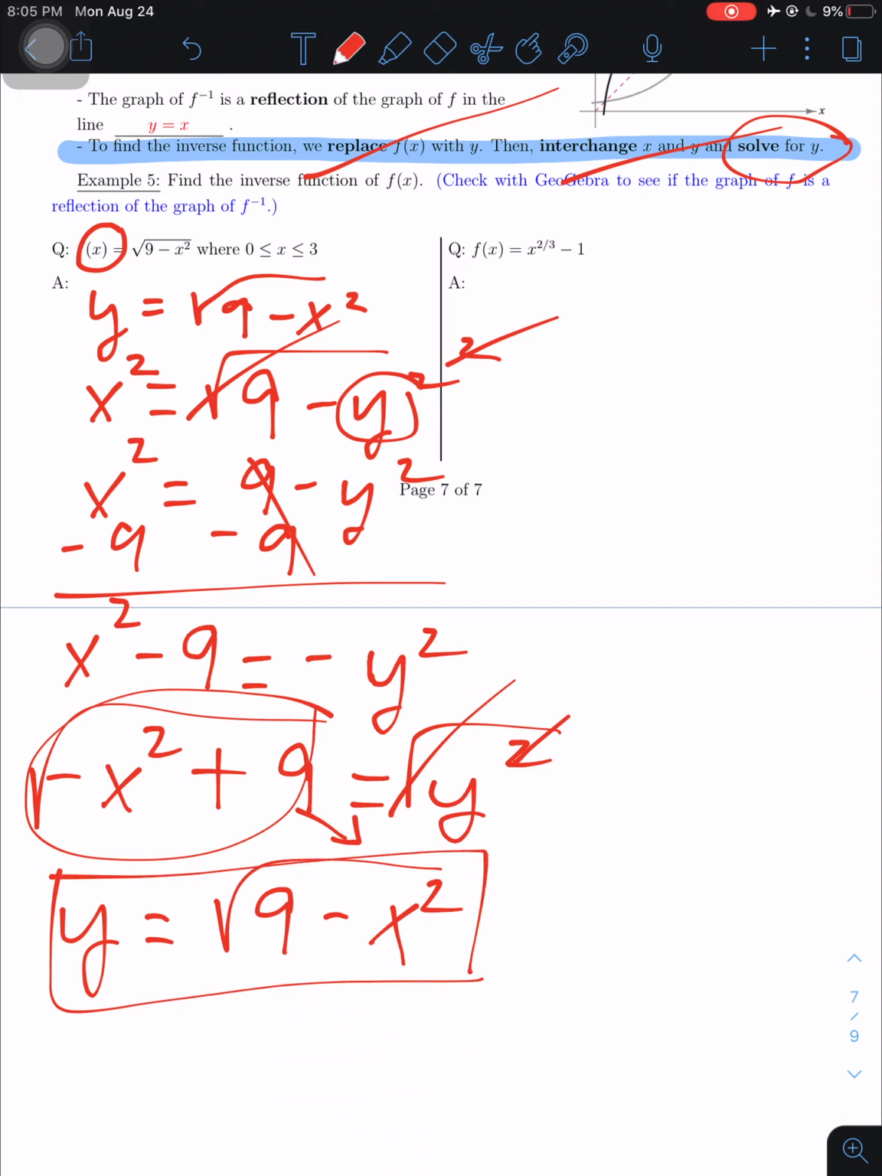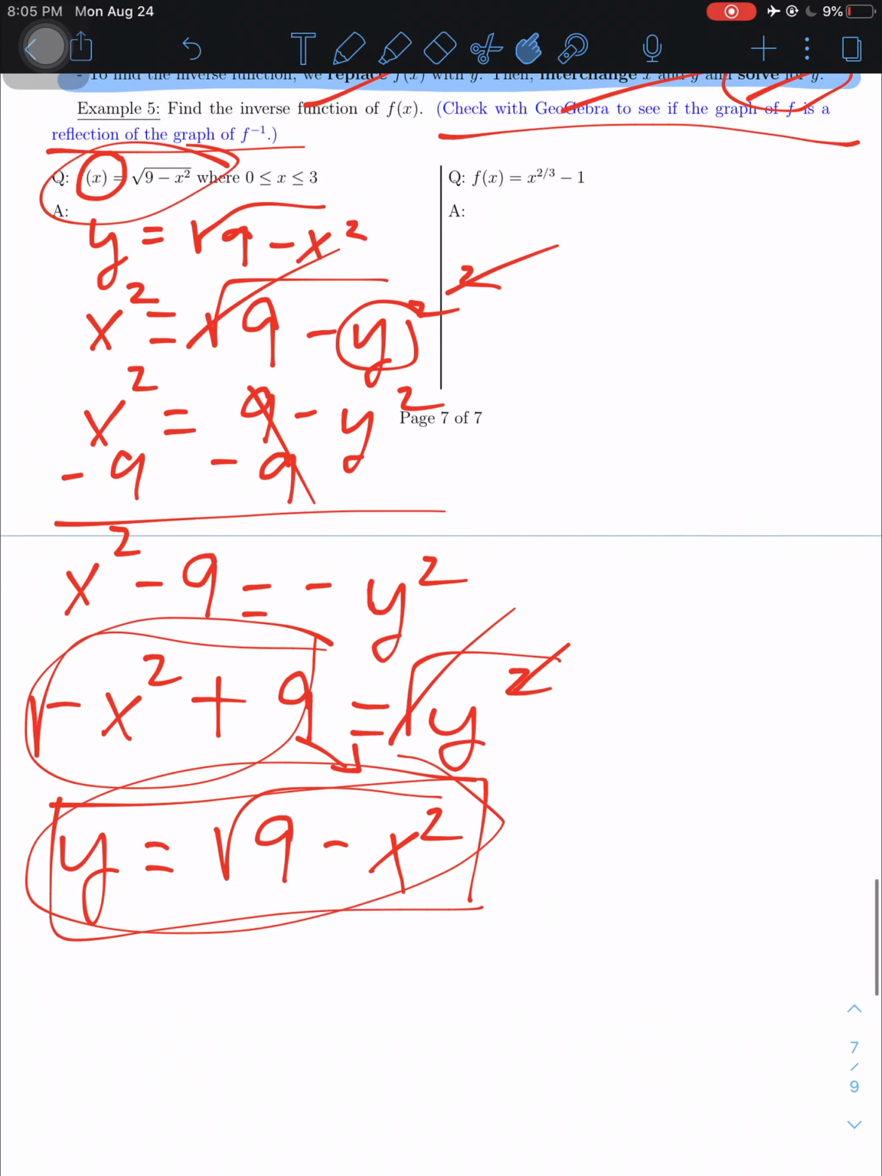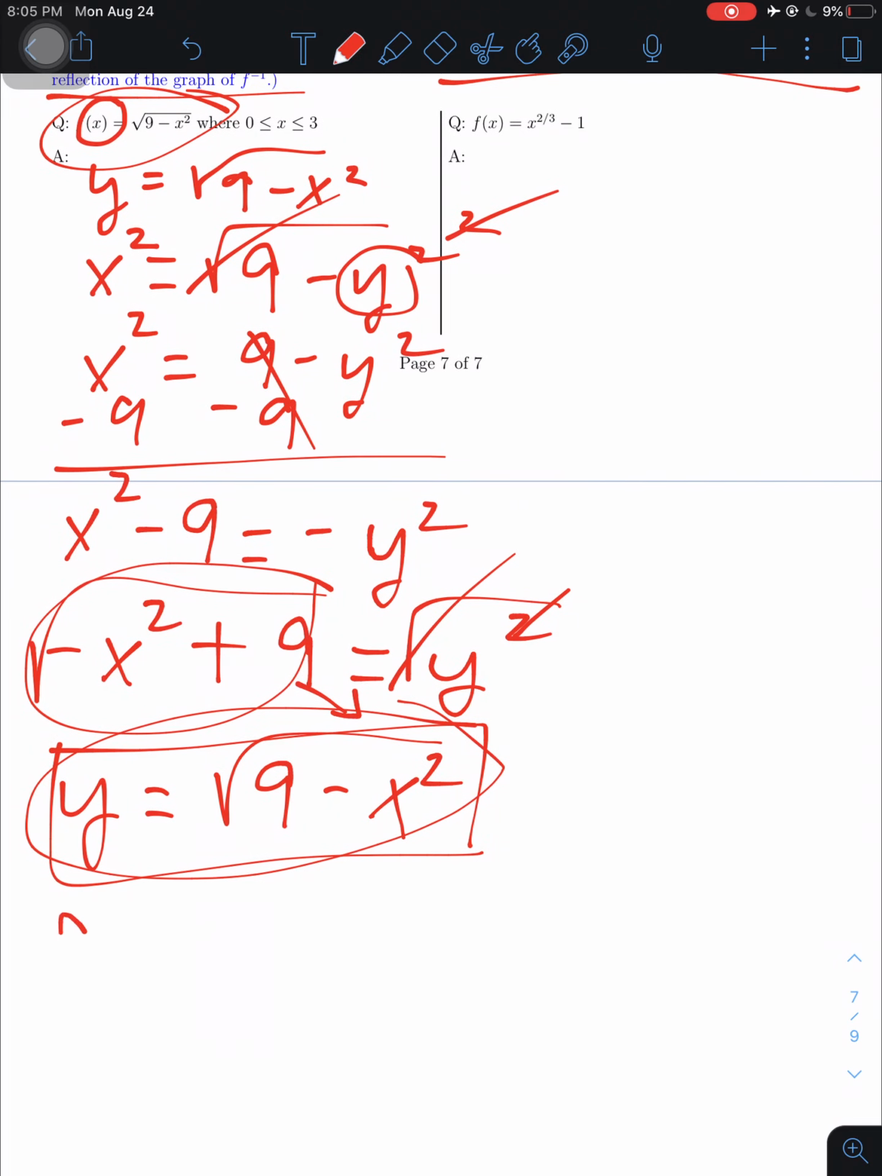Alright, like I said earlier, there's a fourth step. I know there are 3 steps here, but there are actually 4, right? We have to check it. So make sure you check it with GeoGebra to see if the original graph and this inverse function are reflections through the line y equals x. Trust me, it's 100% true all the time. And the second way to check is to do f of g of x.